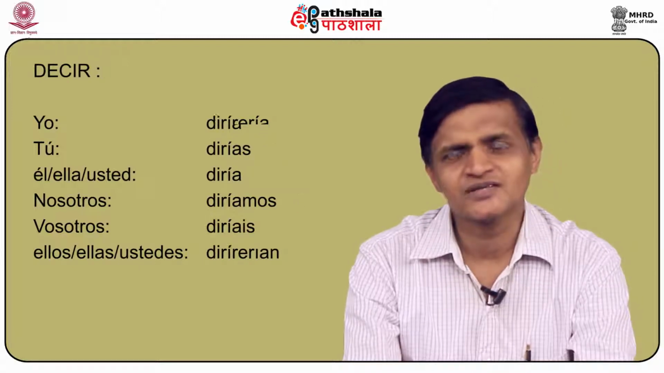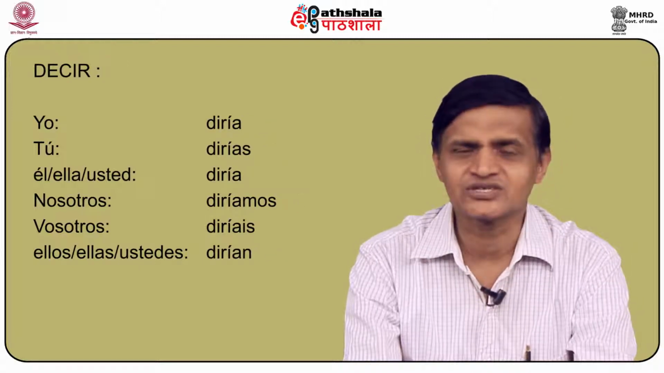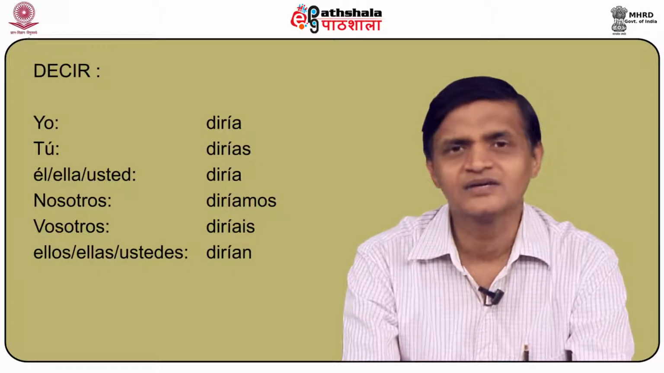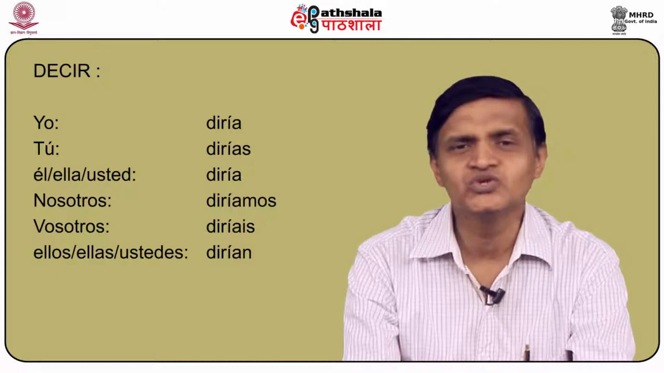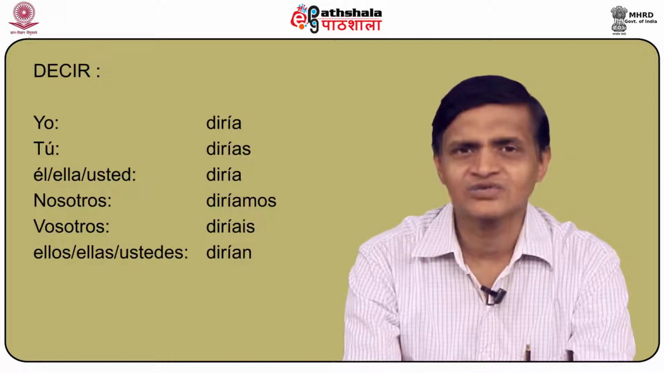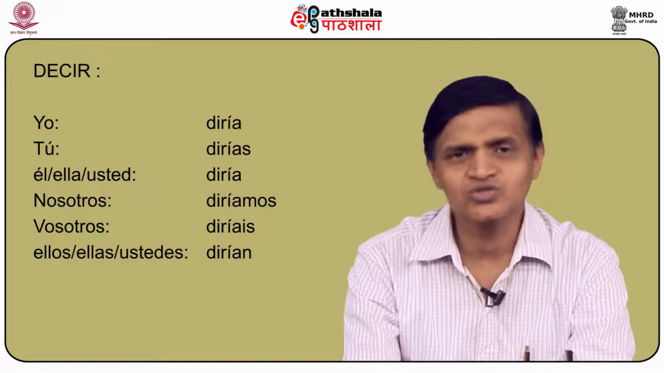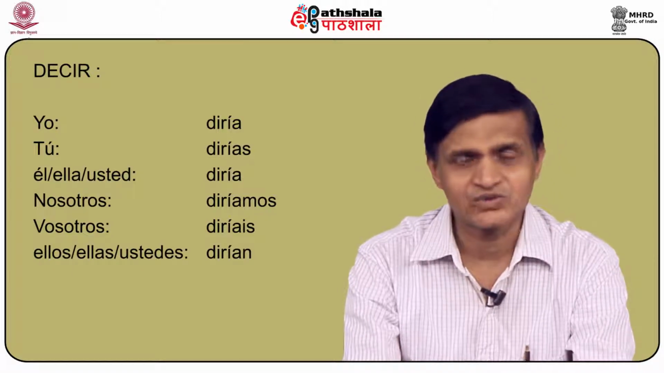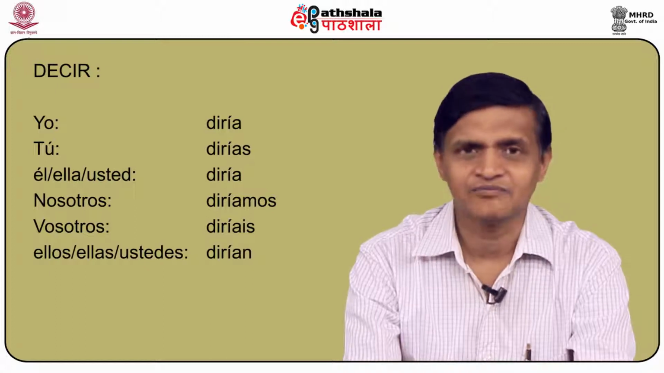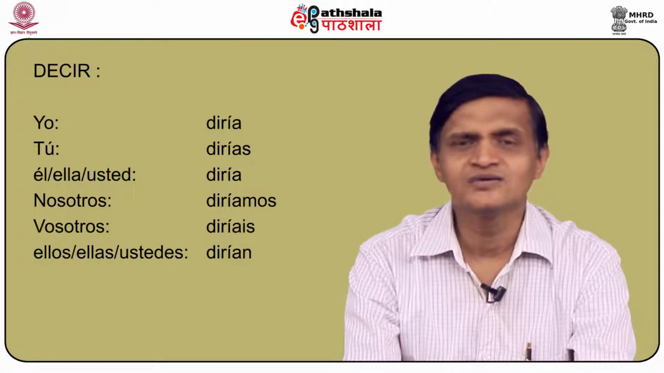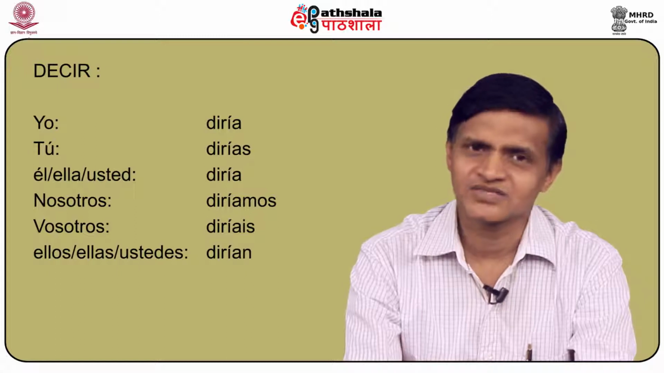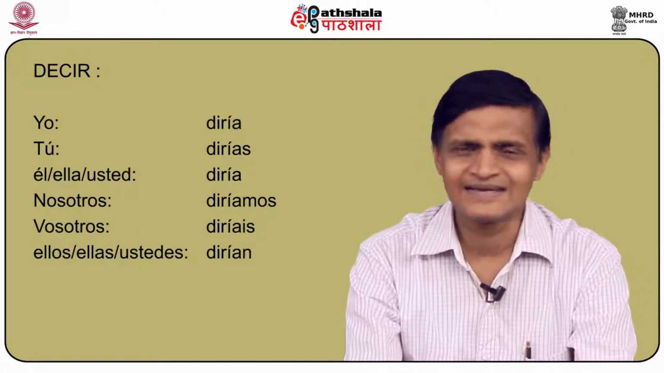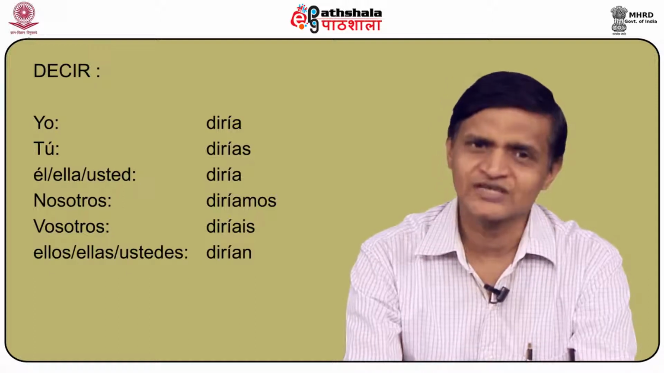How do we conjugate the verb decir in the conditional? We conjugate the verb decir in the conditional in the following manner: yo diría, tú dirías, ella, usted diría, nosotros diríamos, vosotros diríais, and ellos, ellas, ustedes dirían. I repeat, yo diría, tú dirías, ella, usted diría, nosotros diríamos, vosotros diríais, and ellos, ellas, ustedes.